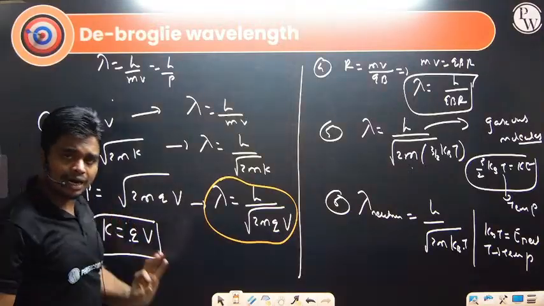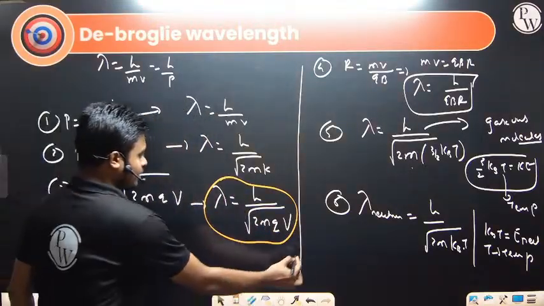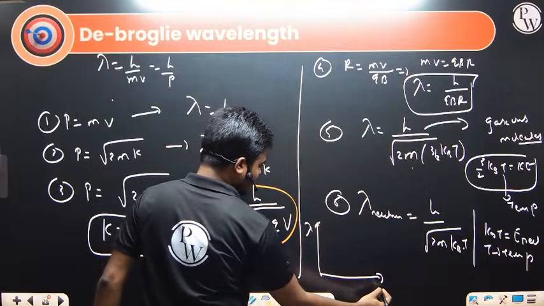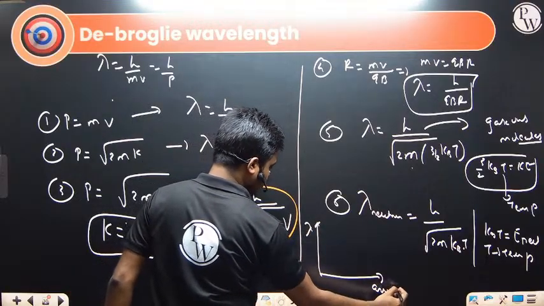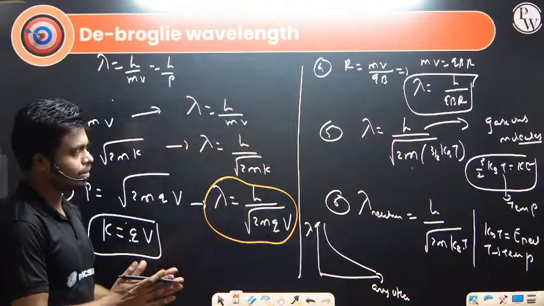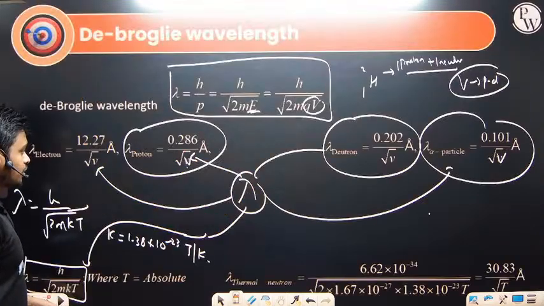Whenever you have a graph of lambda versus any quantity, the graph will be like this. Lambda versus any other quantity, if they are asking, the graph will be like this. This is the lambda value, lambda versus any other quantity. Okay, so let's solve this question.